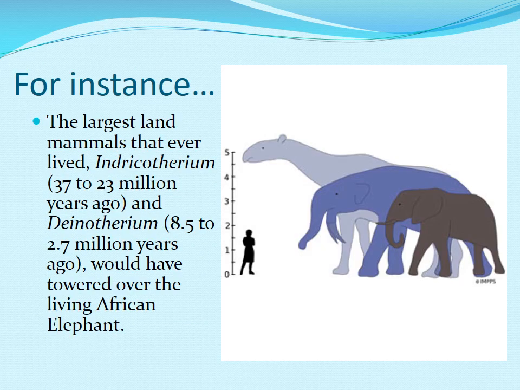Here's one that's fun. For instance, the largest land mammal that ever lived, Indricotherium, between 37 to 23 million years ago, we think is probably an ancestor to the modern day elephant. There is a middle organism that existed about 8.5 to 2.7 million years ago, known as Dinotherium. And we can definitely see some resemblances from it to the modern elephant. We think this is how the elephant has evolved over the last 40 million years. Kind of cool, yeah? I kind of wish I had one of these guys. They're really cute.